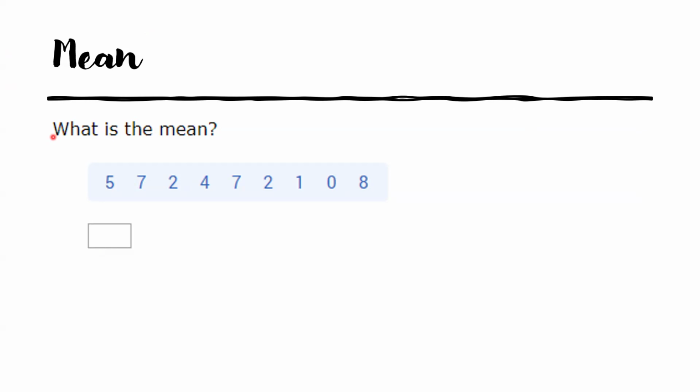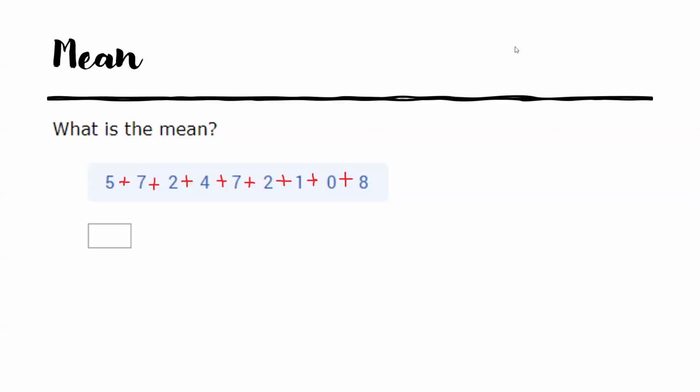So remember that mean is another word for average. To find the average, we are going to add up all of our numbers. So we are going to add 5 plus 7 plus 2 plus 4 plus 7 plus 2 plus 1 plus 0 plus 8. And that will give us the first part of the problem.